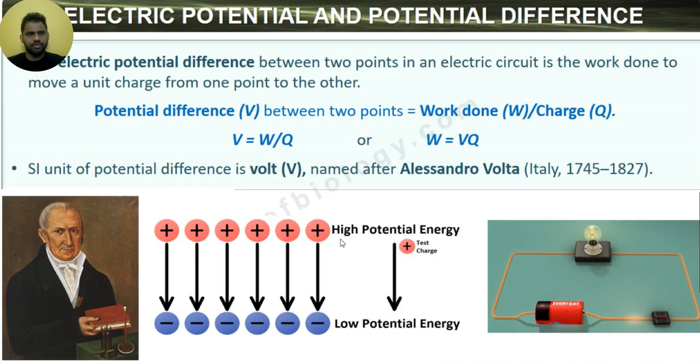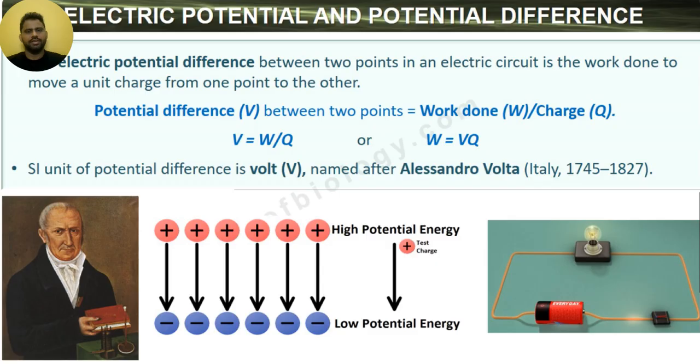Now let's move ahead. Electric potential difference between 2 points in an electric circuit is the work done to move a unit charge from one point to the other. This is a definition. Potential difference V between 2 points is work done divided by charge Q, and it can be explained in simple words as the work done to move a unit charge from one point to the other.